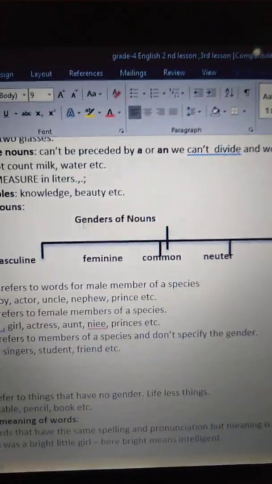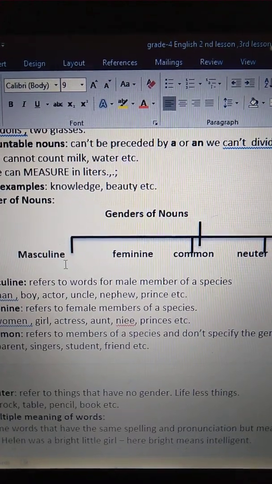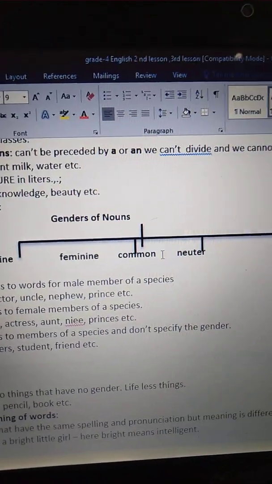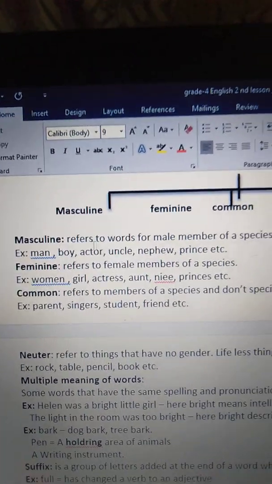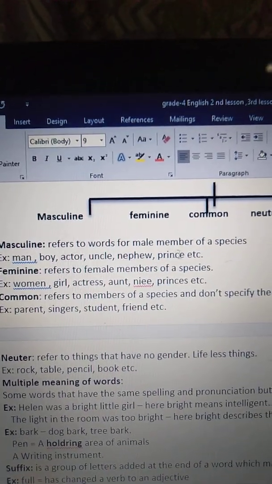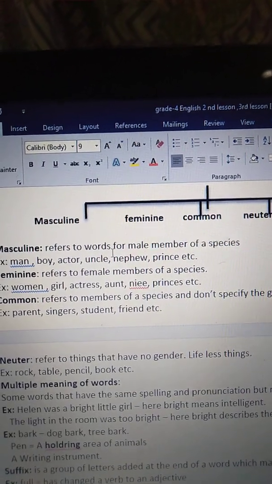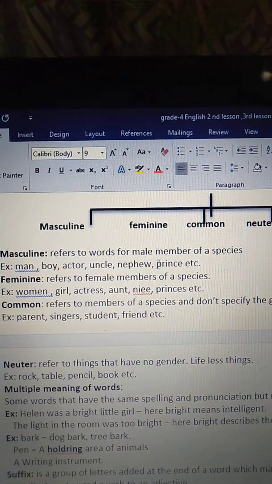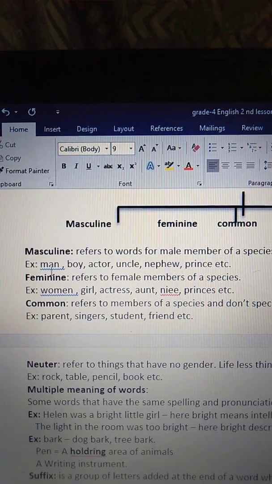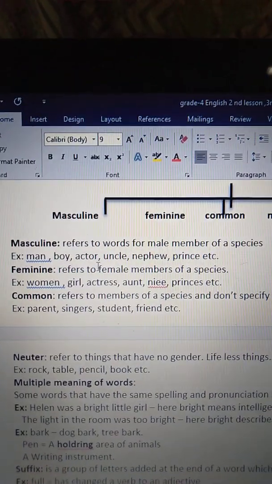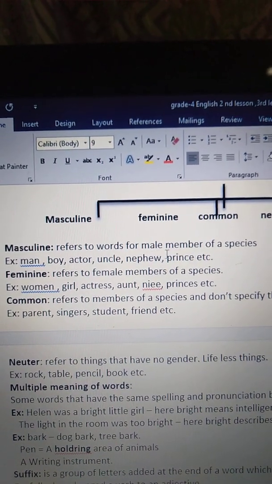Gender of nouns. Gender of nouns are divided into 4: masculine, feminine, common and neuter. What is masculine? Masculine refers to words for a male member of a species. To represent words for a male member of a species, we use masculine. For example, man, boy, actor, uncle, nephew, prince, all these represent a male species.